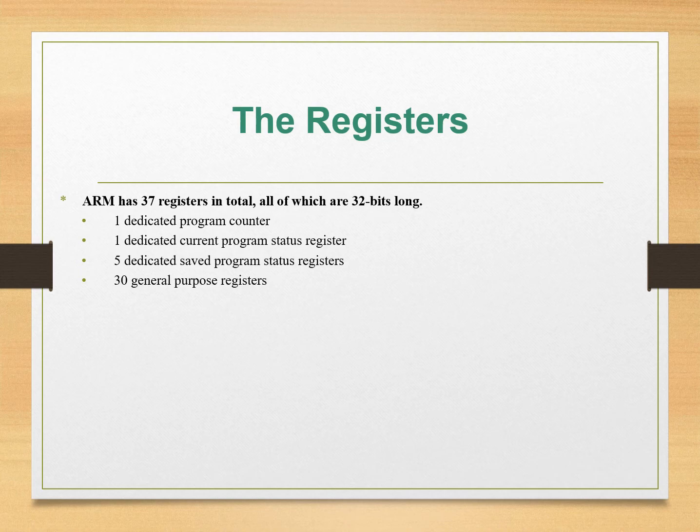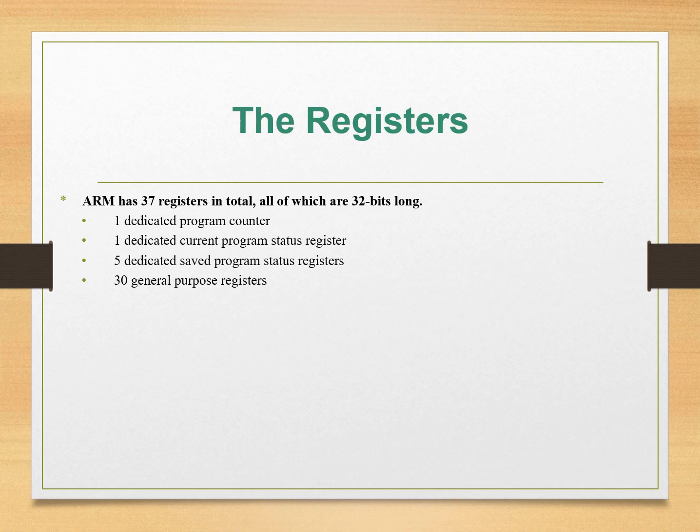Okay, so these are the registers that can be used by the programmer. ARM actually has 37 registers in total, where all the registers are 32-bit long. One is dedicated to the program counter. One is dedicated to the current program status register. Five are dedicated to the saved program status register for each operating mode. And we have 30 general purpose registers.